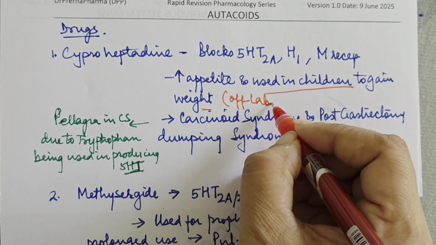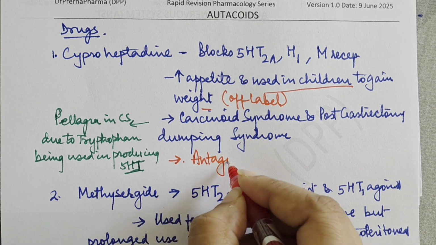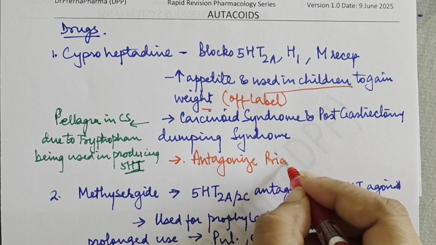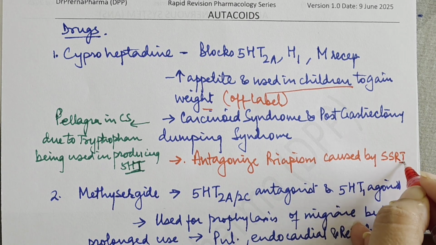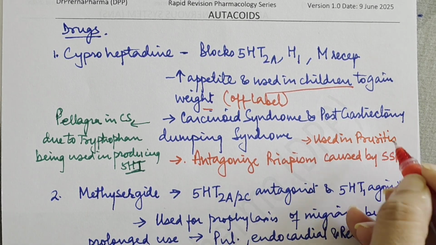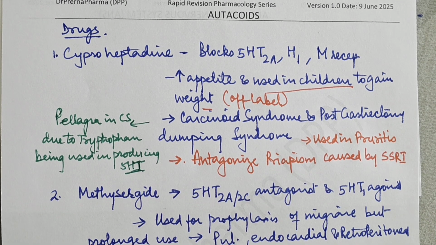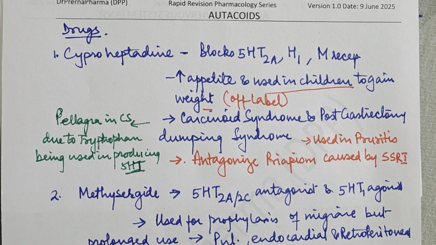One more thing I want to add in this is this use in children to gain weight is an off-label use of cyproheptadine. Secondly, it is also used to antagonize the priapism caused by SSRI. It is also used in pruritus. Okay? So this is cyproheptadine. With cyproheptadine, remember the carcinoid syndrome and the post-gastrectomy dumping syndrome and the information that I have given here.